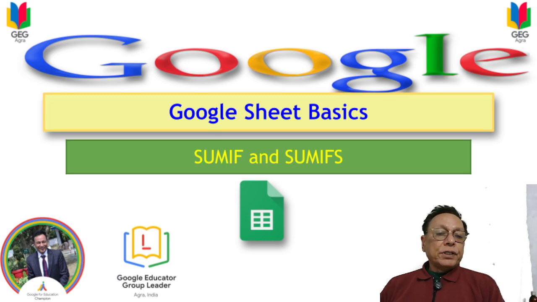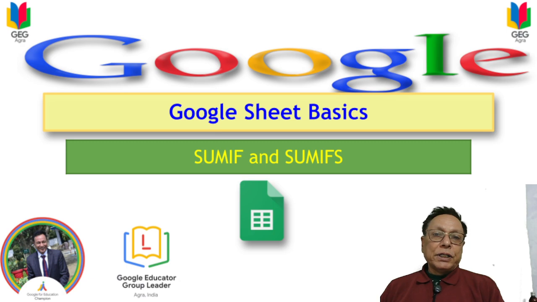In the same sequence of Google Sheets, I'm here to talk about the new functions of Google Sheets that are SUMIF and SUMIFS. So, what is the difference between SUMIF and SUMIFS? SUMIF is single, SUMIFS is multiple conditions. This is the only difference. While using SUMIF, you will have to choose only one condition, and while applying SUMIFS, you may apply multiple conditions. So how to do this?